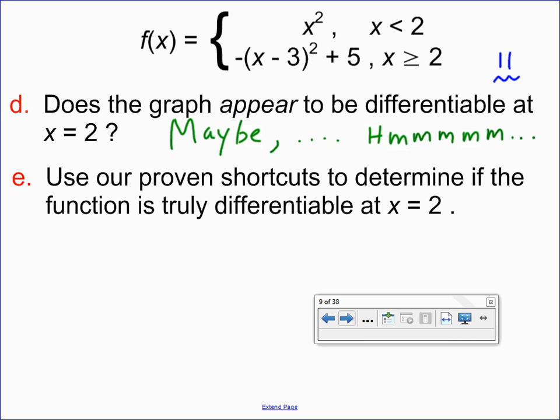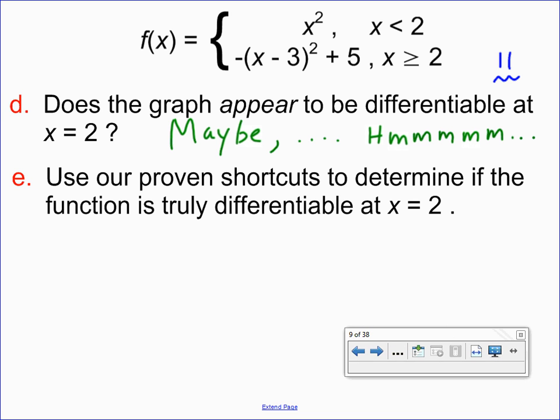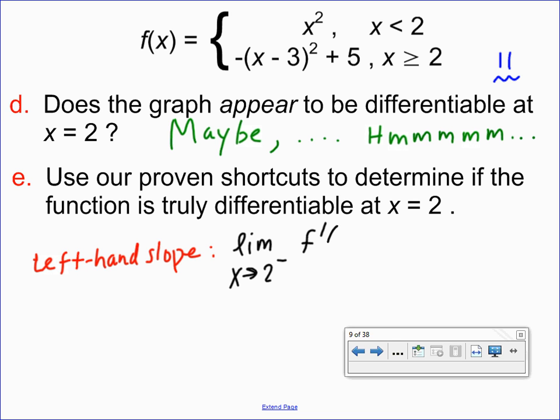Left-hand slope has to match the right-hand slope. If the left-hand slope matches the right-hand slope, then my function's overall derivative exists at x equals c. So let's do it. Left-hand slope would be the derivative from the left-hand side. How would I write that with notation? The limit as x approaches 2 from the left-hand side of now not f of x, but f prime of x. We need to consider the left-hand slope.